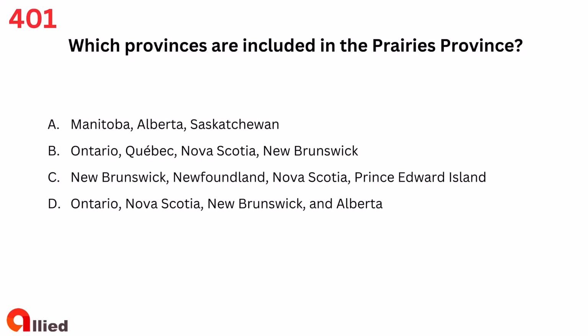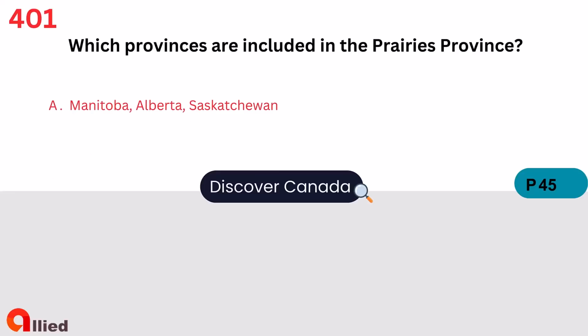A. Manitoba, Alberta, Saskatchewan. B. Ontario, Quebec, Nova Scotia, New Brunswick. C. New Brunswick, Newfoundland, Nova Scotia, Prince Edward Island. D. Ontario, Nova Scotia, New Brunswick, and Alberta. The answer is A. Manitoba, Alberta, Saskatchewan.